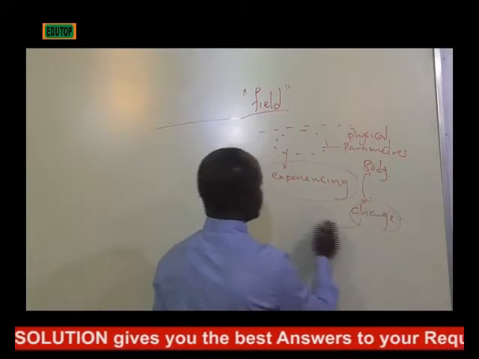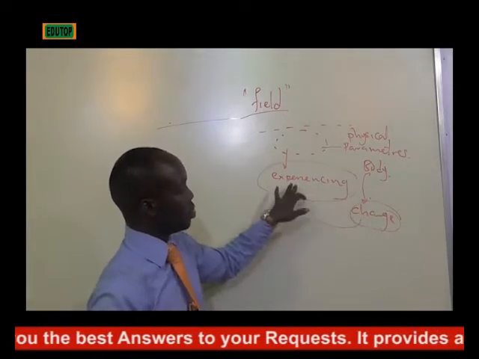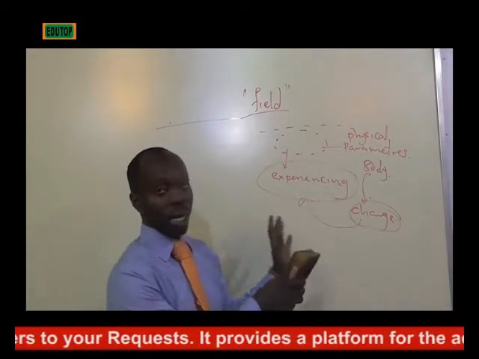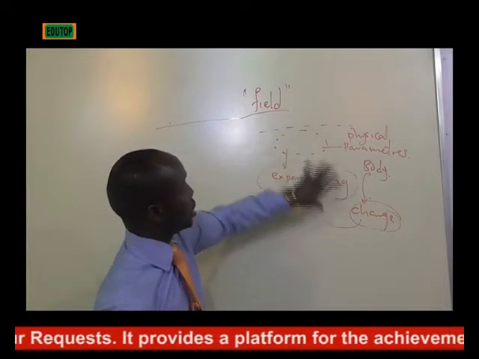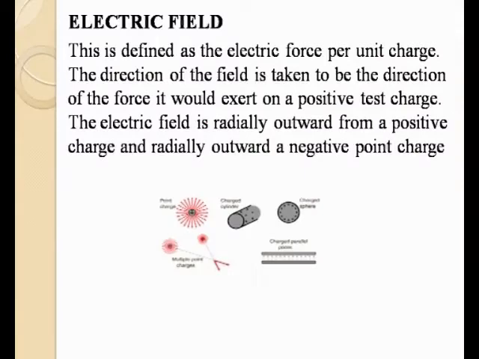Now when this charge is experiencing the application of a force, or a change in its direction on this particular platform, we say that this object is in its field. Electric field is defined as the electric force per unit charge. Here we are looking at the mathematical formula.